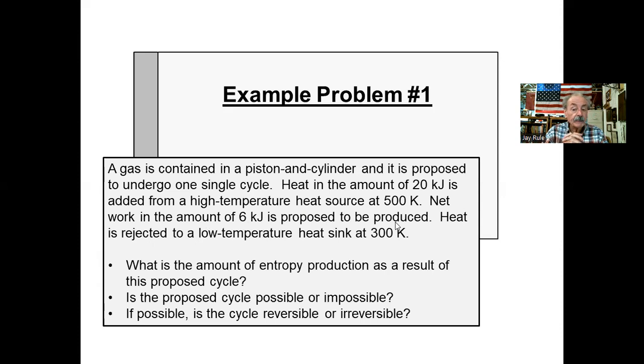So be comfortable with saying, okay, I've got to start with a sketch, because there's a lot of given information. I've got to put that down on a sketch. Here's what you have to do. What is the amount of entropy production as a result of the proposed cycle? You need to come up with a number for that, entropy production in kilojoules per degree K. Is the proposed cycle possible or impossible? If it's possible, is the cycle reversible or is it irreversible?